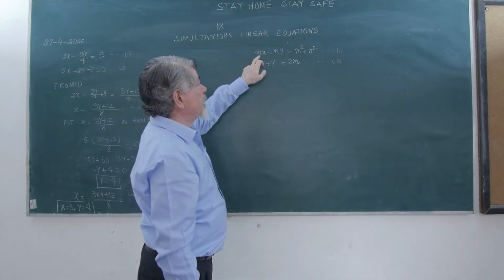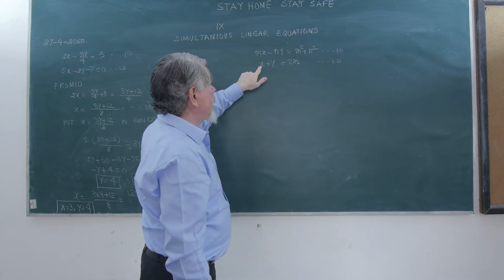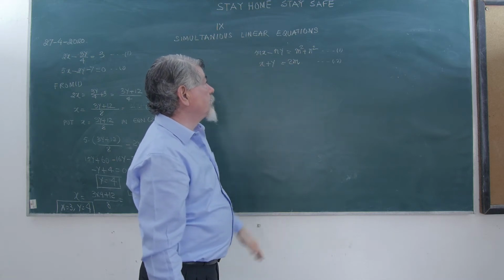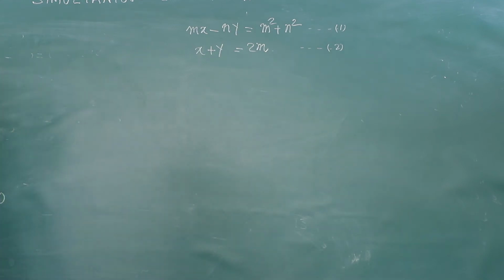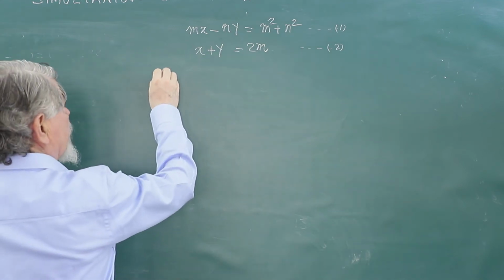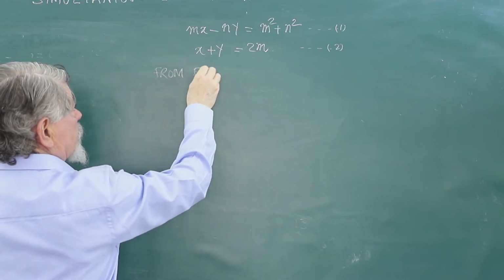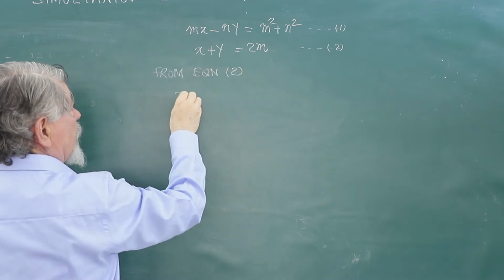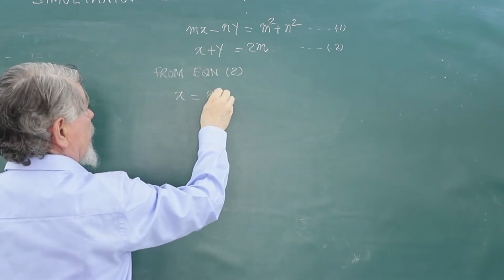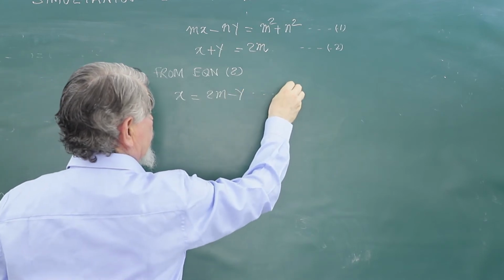Second question: mx minus ny is equal to m square plus n square, and x plus y is equal to 2m. So from equation 2, let me calculate the value of x. From equation 2, I can get the value of x as 2m minus y. Suppose this is equation 3.